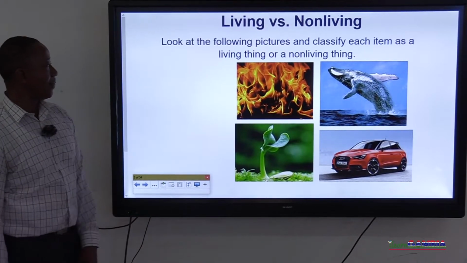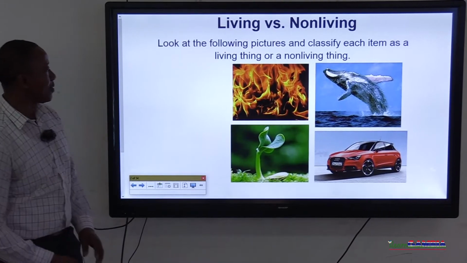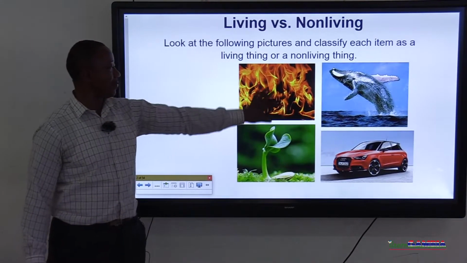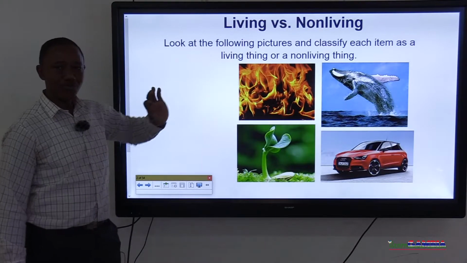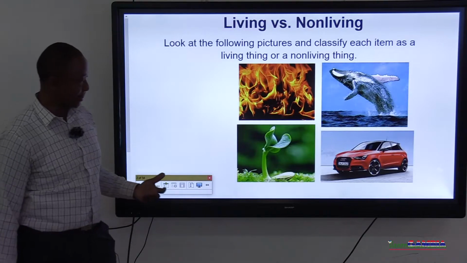It says look at the following pictures and classify each item as living or non-living. This is a picture of fire. Now, would you classify fire as living or non-living? And what are your reasons for that?